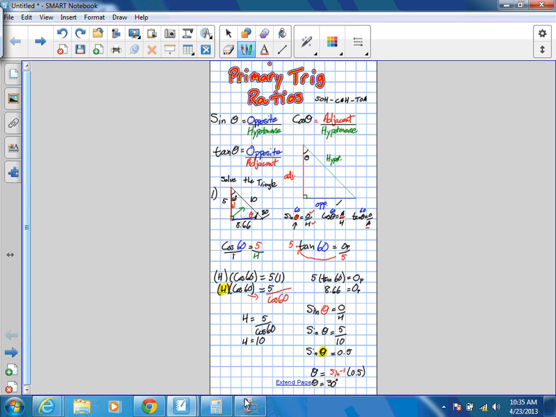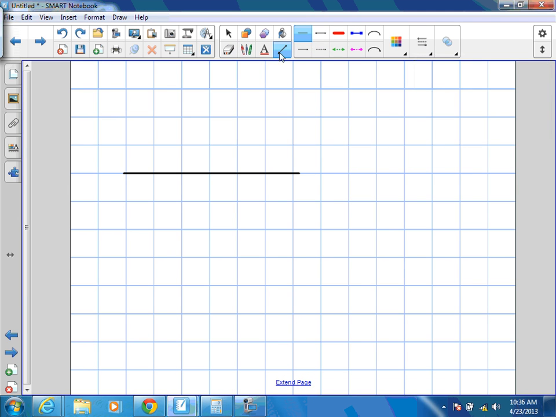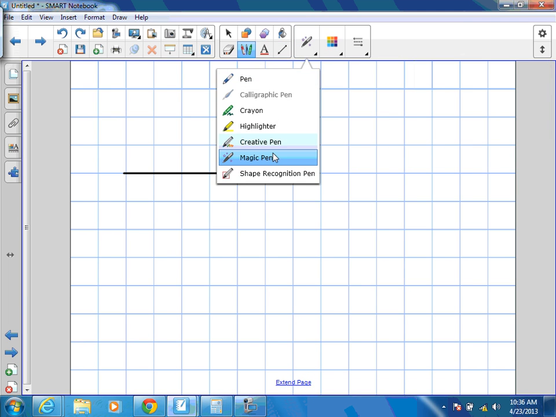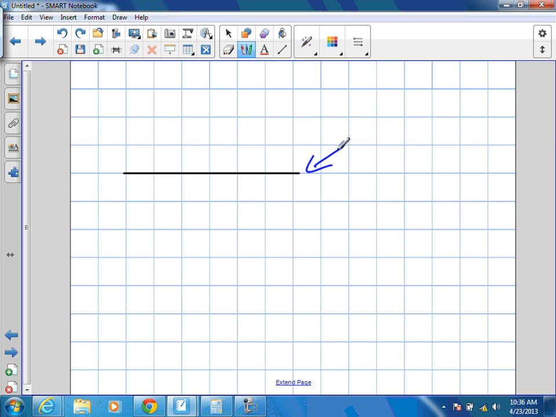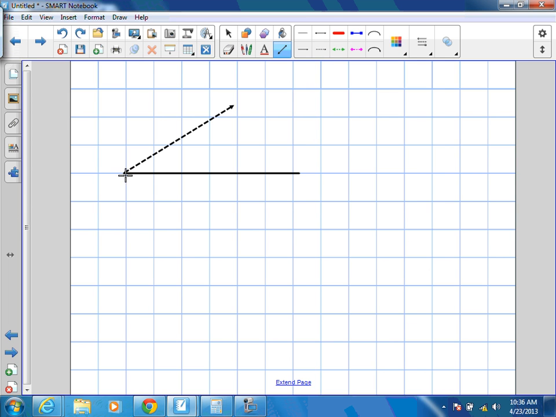Okay, the last thing we have to talk about is angle of elevation and angle of depression. First of all, they'll always be in reference to a horizontal line. So this is our horizontal line. And from a horizontal line, you can make two angles. You can make one going up, or you can make one, and I'll change the color for us, going down.